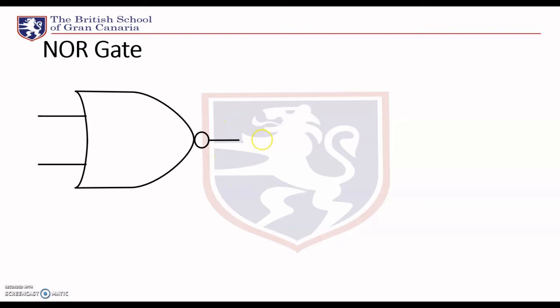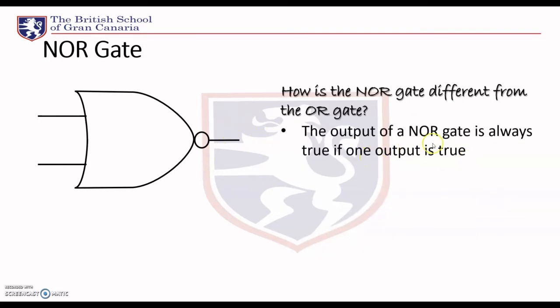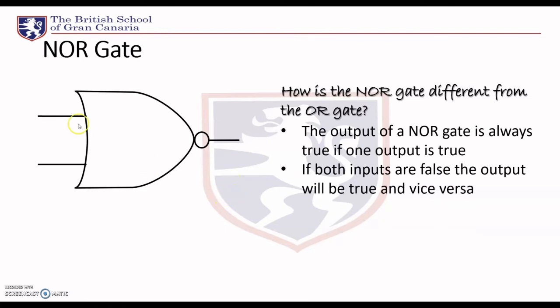Right, then you've got the NOR gate. So the NOR gate is different from the OR gate because this has got a NOT in it as well. With the NOR gate, the output is always false if one input is true. So if both these inputs were 0, then the output would be 1. But if this was 0 and this was 1, then the output would be 0, because it's got a NOT in it. And if both inputs are 1, then this will be 0.